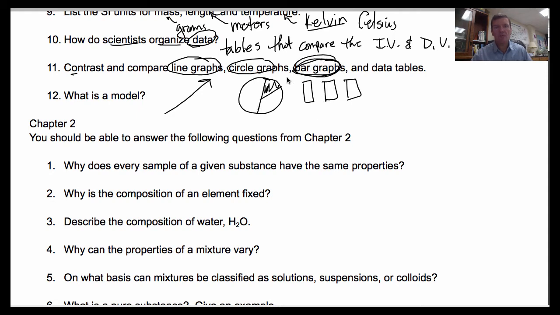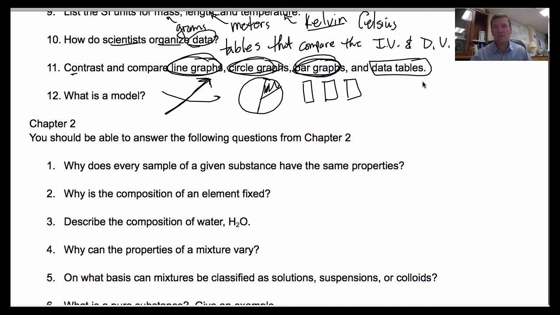Bar graphs are great for different categories. If you have categories broken up, circle graphs are great for looking at a percentage or a portion of a whole. Line graphs are great for comparing relationships between two things. Is there an upward trend or is there a downward trend? And then data tables, we just mentioned already. That's how we organize the information.